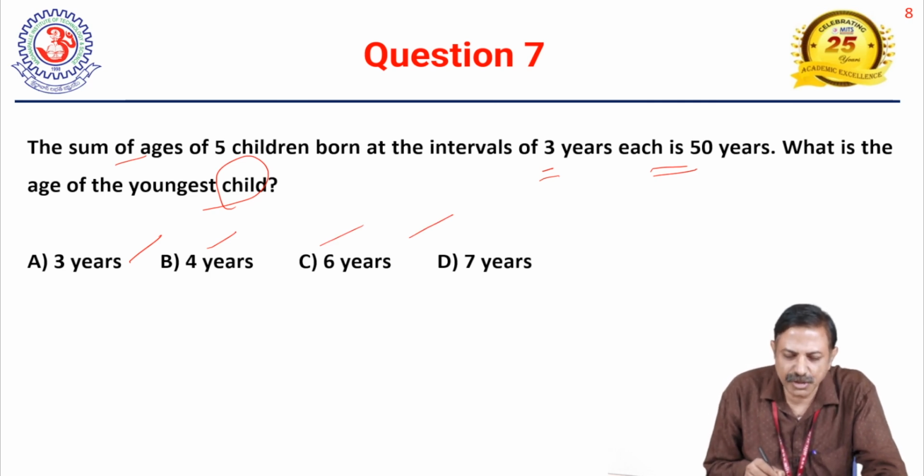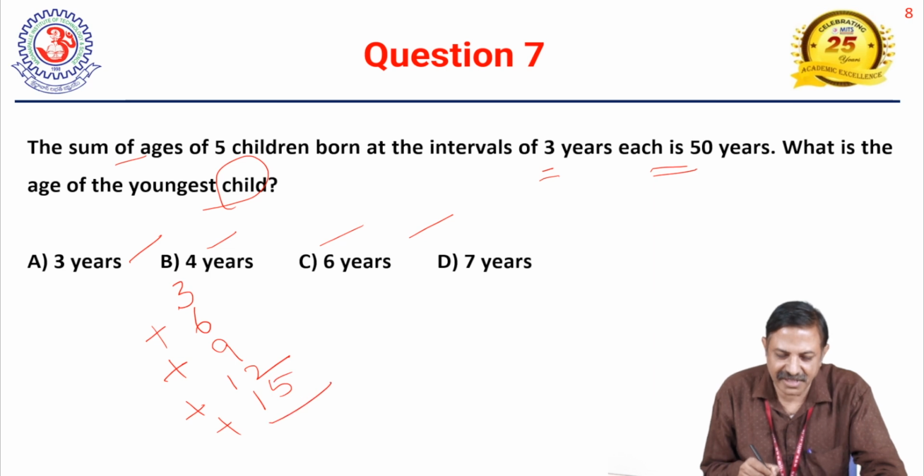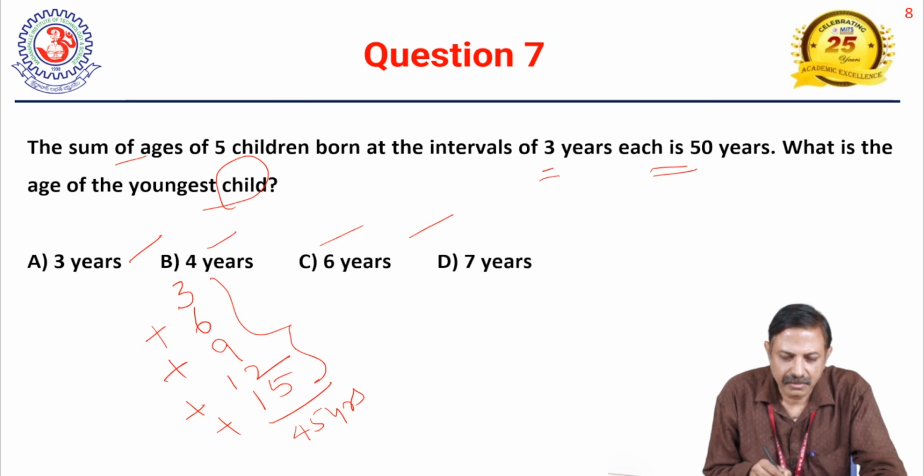Let me take the first option, 3. So the youngest child is 3. Next child will be plus 3: 3 plus 3 is 6. Next child will be 6 plus 3, that is 9. Next child will be 9 plus 3, that is 12. Next one will be 12 plus 3, that is 15. These are the 5 children: 3 years, 6 years, 9 years, 12 years, and 15 years. If we add all these, we must get 50, but we are getting only 45 years. So the first option is wrong.